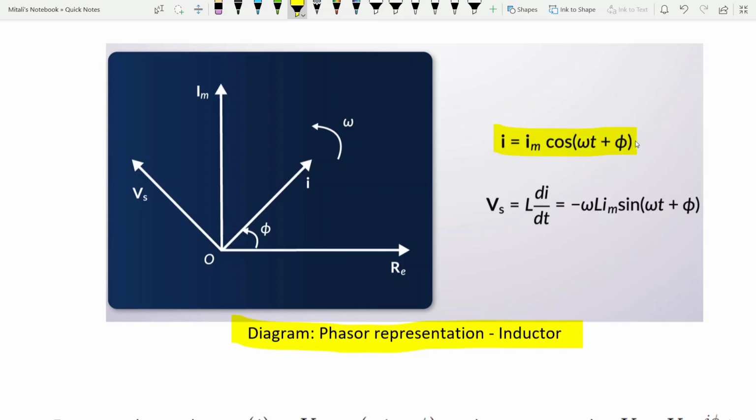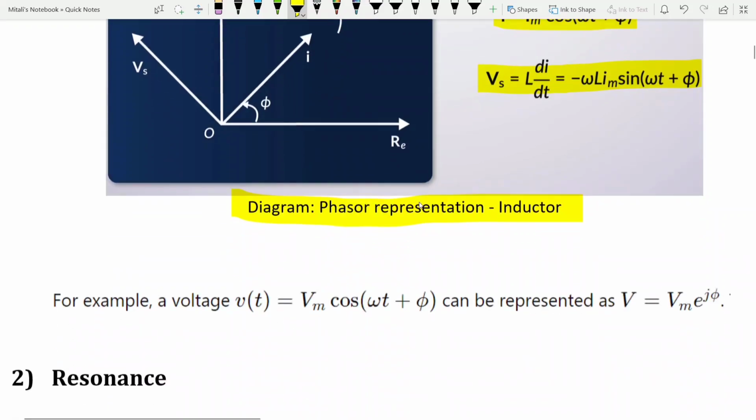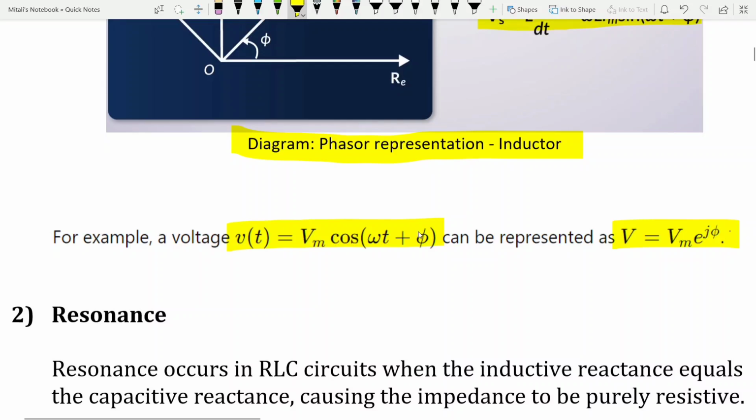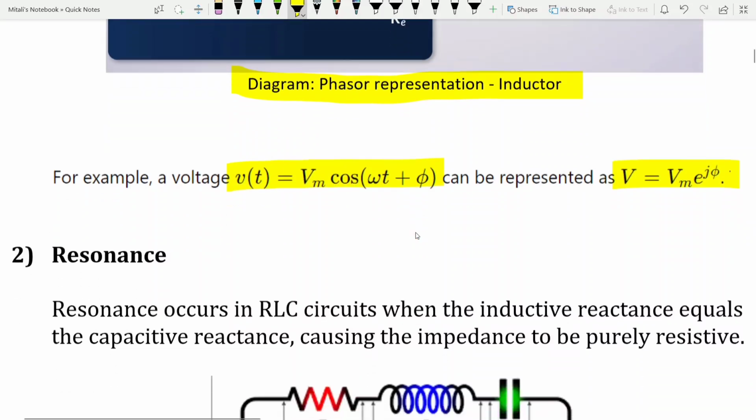i equals Im cos(omega t plus phi), Vs equals L di/dt equals minus omega L Im sin(omega t plus phi). For example, a voltage v(t) equals Vm cos(omega t plus phi) can be represented as V equals Vm e to the power j phi. This makes solving circuit equations much easier.